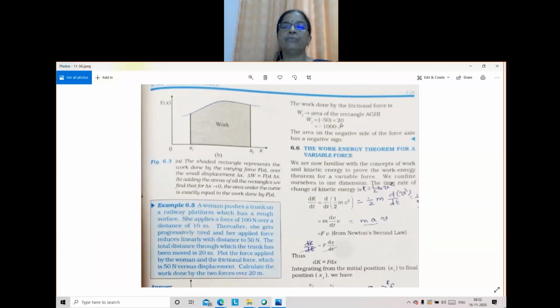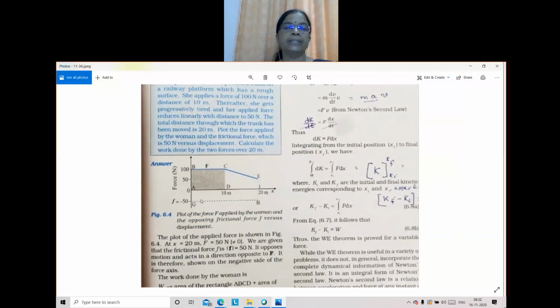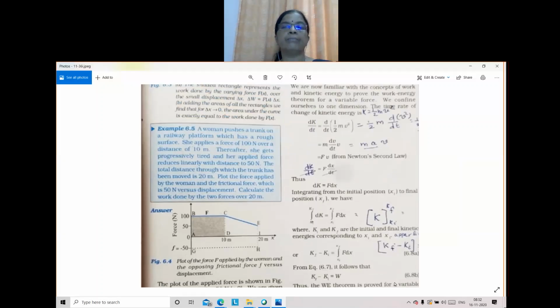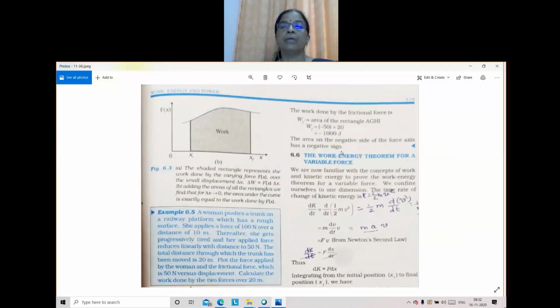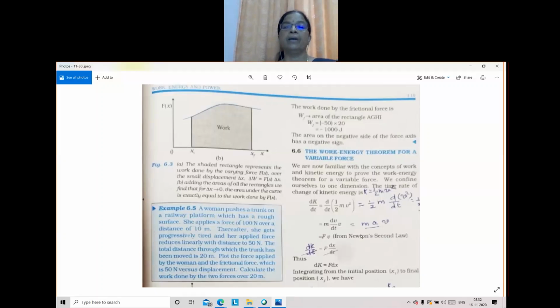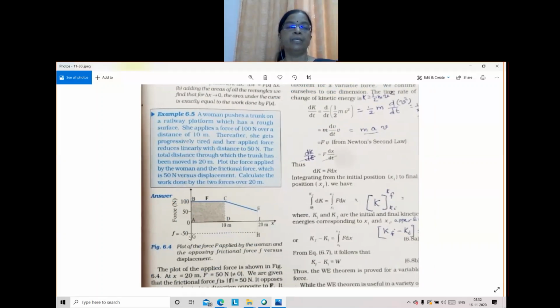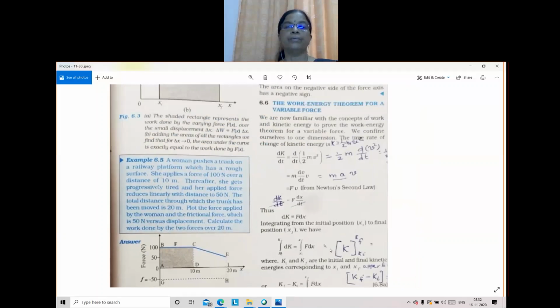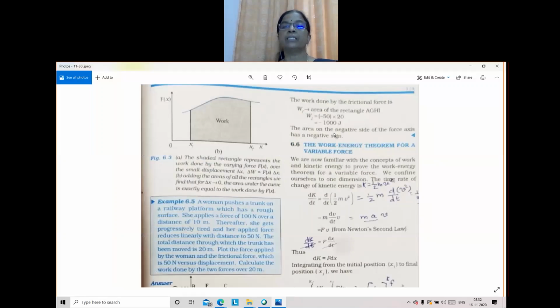And the work done by the frictional force is the area of the rectangle AGHI. This is the work done by the frictional force, and it will be negative. Area under this graph: upper part area is taken positive, lower part we have to take negative. Area of the rectangle AGHI, this is minus 50, and this is 20. So minus 50 into 20, that is minus 1000 joule. The area is on the negative side of the force axis, that's why we got a negative value.